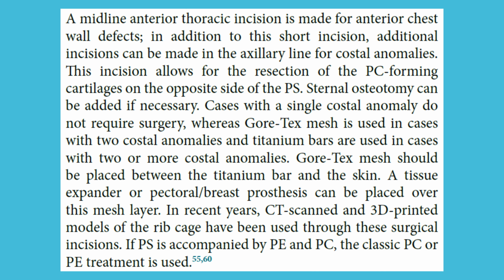Cases with a single costal anomaly do not require surgery, whereas Gore-Tex mesh is used in cases with 2 costal anomalies and titanium bars are used in cases with 2 or more costal anomalies. Gore-Tex mesh should be placed between the titanium bar and the skin. A tissue expander or pectoral/breast prosthesis can be placed over this mesh layer. In recent years, CT scanned and 3D printed models of the rib cage have been used through these surgical incisions. If PS is accompanied by PE and PC, the classic PC or PE treatment is used.